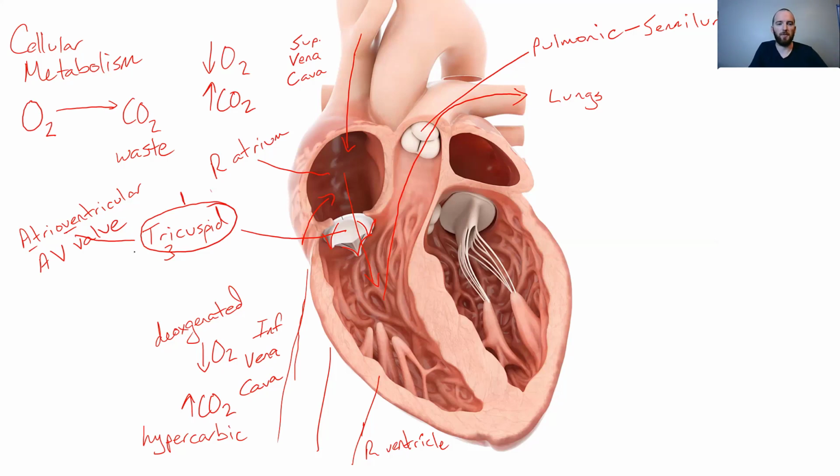Tricuspid tells us something about the structure. Pulmonic tells us something about where that blood is headed. So tricuspid, it had those three flaps. Pulmonic is saying that that blood is going to the pulmonary system, out to the lungs. So once that blood goes through the pulmonic valve, it splits to go to the right lung and the left lung. And this blood vessel that's going away from the heart, remember, arteries are away from the heart.